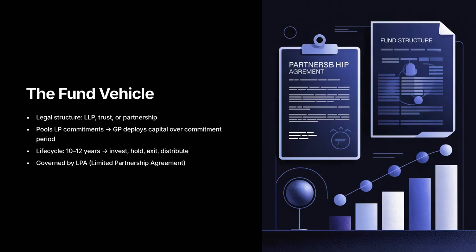The fund vehicle. The fund itself is usually a separate legal entity, often an LLP, trust, or limited partnership. This vehicle receives capital commitments from LPs. It then deploys money during the investment period, usually the first 4 to 5 years. Overall fund life is typically 10 to 12 years. The rules, obligations, fees, and governance are documented in the LPA. Think of the fund vehicle as the pool that receives money from LPs and pushes it into deals.